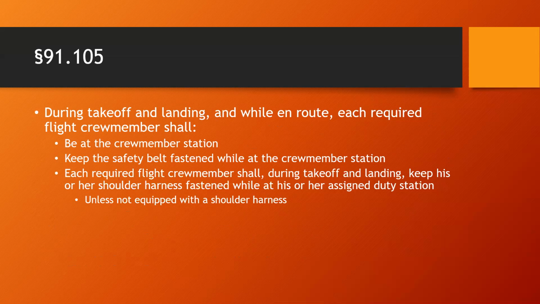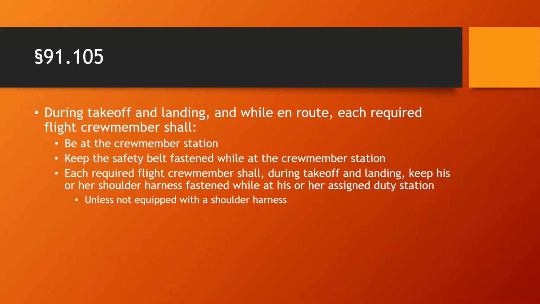This regulation basically is just saying that you have to have your seatbelt on while you are flying, and you have to have your shoulder harness on while you're taxiing, taking off, or landing. You can take that shoulder harness off while you're en route and during level flight, but for any other purposes, you have to have that shoulder harness on.